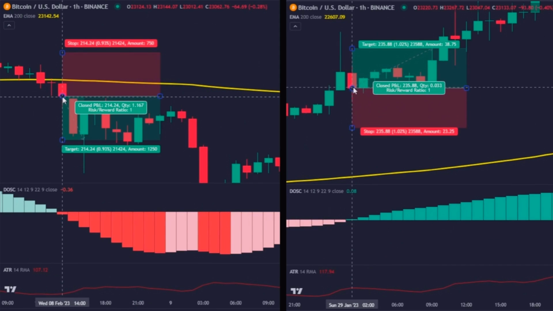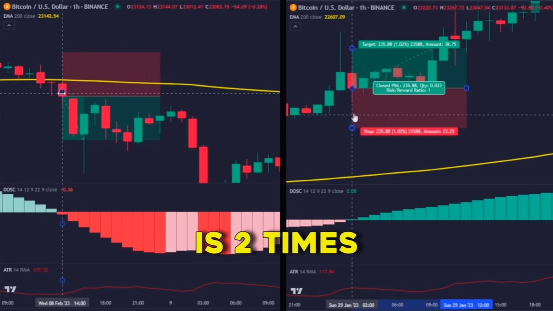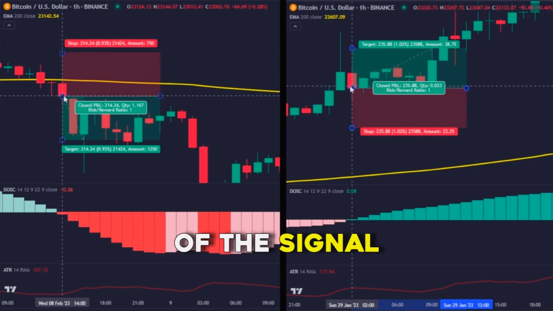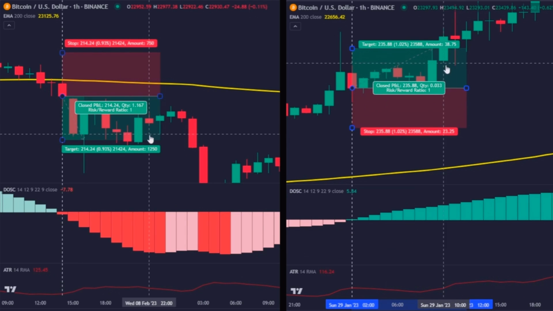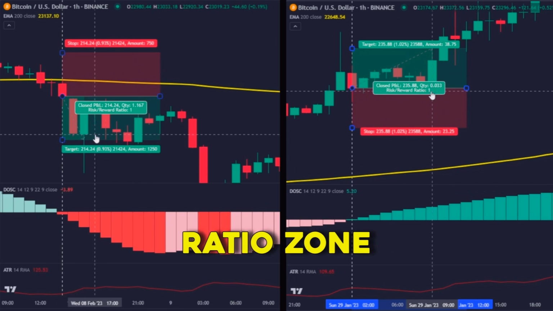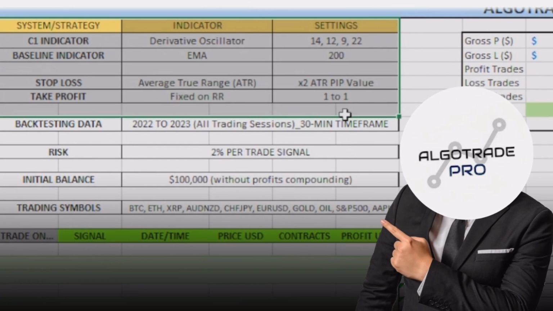And in the 2 examples you can see that the stop loss is 2 times the ATR pip value at the close of the signal candle, and the take profit is on the 1-to-1 risk to reward ratio zone. And so these are our backtest conditions.